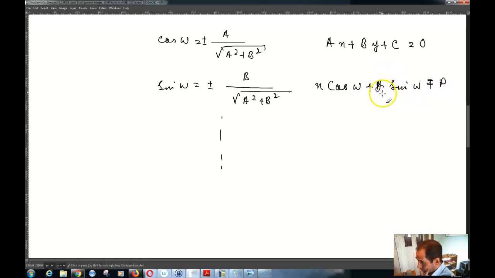Okay, so you see that cos omega is nothing but a divided by the square root of a squared plus b squared, and sine omega is the same thing, meaning b divided by this. So you don't need to do much. All you need to do is find the square root of a squared plus b squared for your particular equation, and then simply divide the whole equation by that.